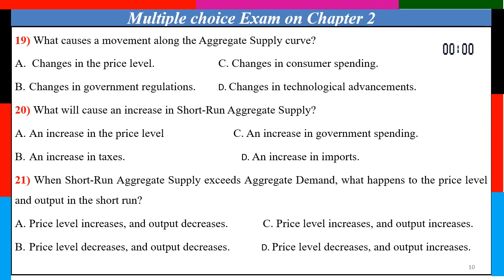Question number 19. What is the cause movements along the aggregate supply curve? A. Change in the price level. B. Change in government regulation. C. Change in consumer spending. D. Change in technological advancement.